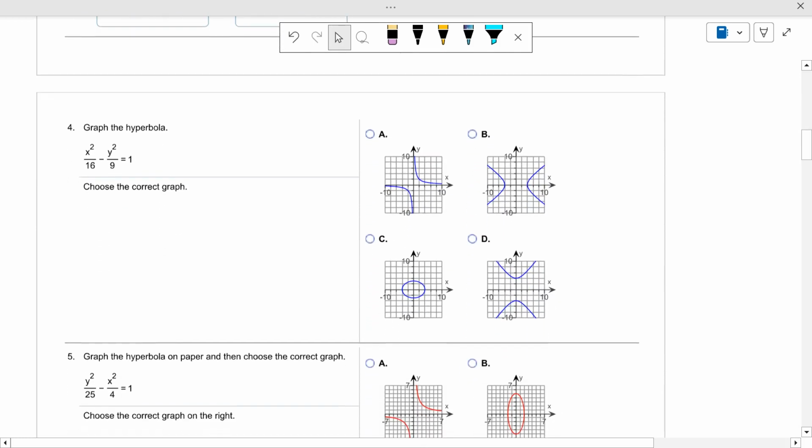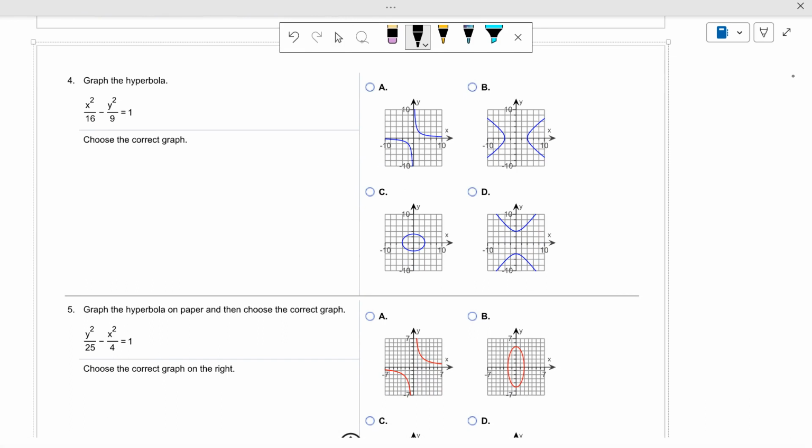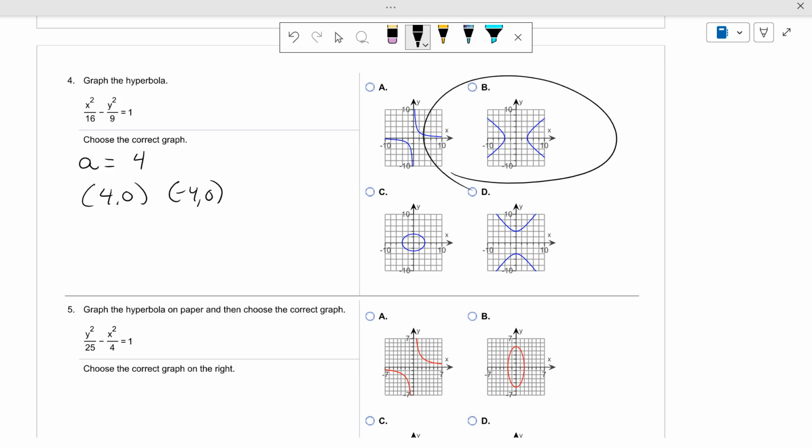Which is the correct graph of this one? Center is at 0, 0. What are the two vertices? A is what here? 4. So the vertices are at 4, 0, and negative 4, 0. It's a right-left one. Has to be that one. That's all it can be.